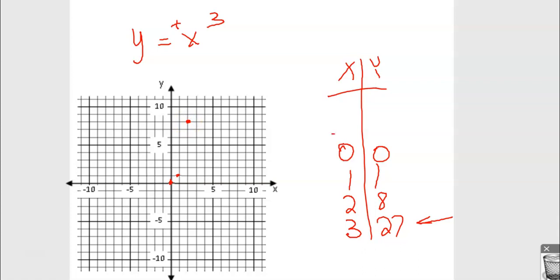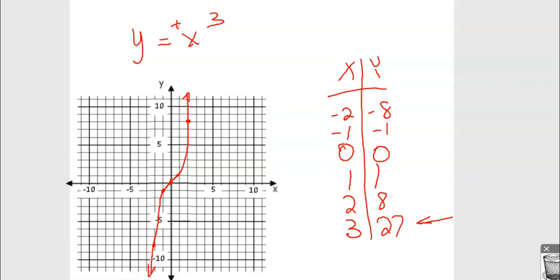Now, what happens if I plug in -1? Well, -1 cubed means -1 times -1 times -1, that's -1. And then at -2, I'm going to get -8. So within literally about 30 seconds to a minute, you have this graph. Okay, so that's what positive x cubed looks like.